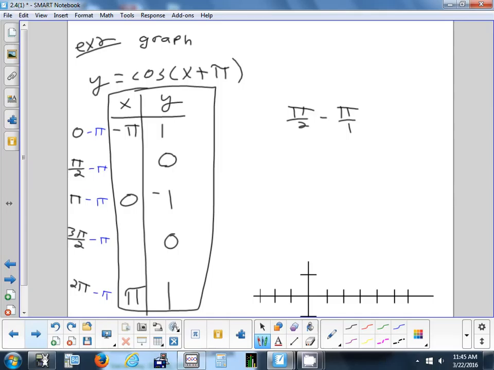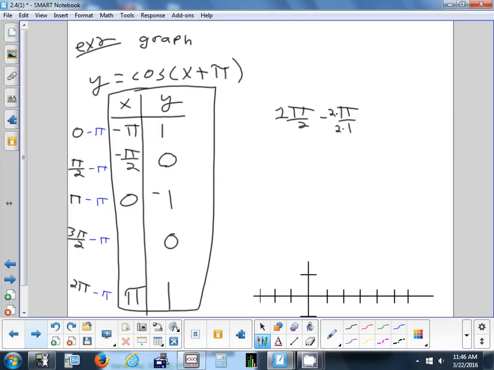What do I need to do in order to subtract those? Yep. Common denominator. This time it's going to be 2. Double the bottom. Double the top. What's 1 pi over 2 take away 2 pi over 2? Negative 1 pi over 2.